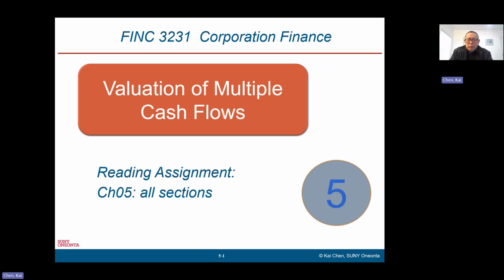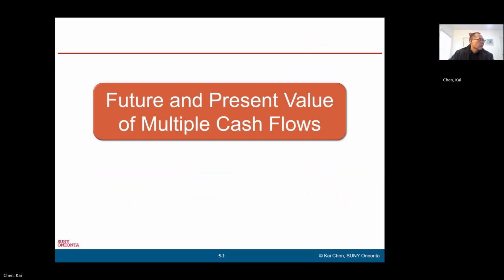Then we want to know how to calculate the future value or present value of a series of cash flows. In the first step, let's look at how to calculate the future value and the present value of a series of cash flows that is not regular, or where there is no pattern in the cash flows.